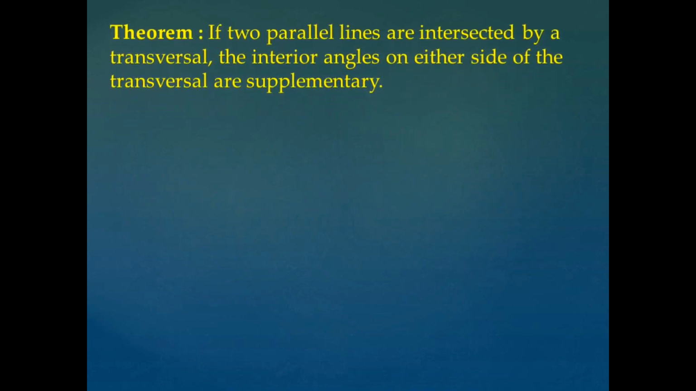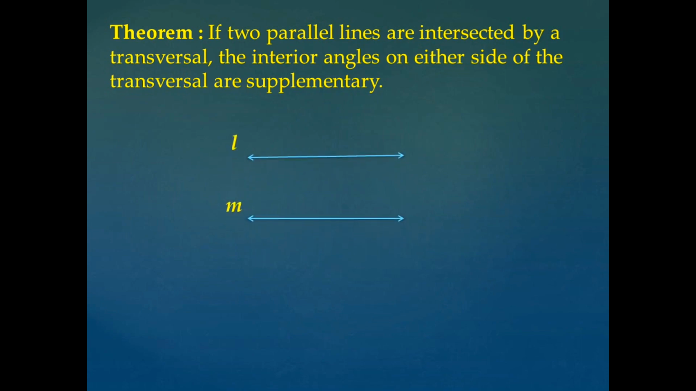Now let us have the statement of the theorem. If two parallel lines are intersected by a transversal, the interior angles on either side of a transversal are supplementary. We will try to understand this theorem diagrammatically.